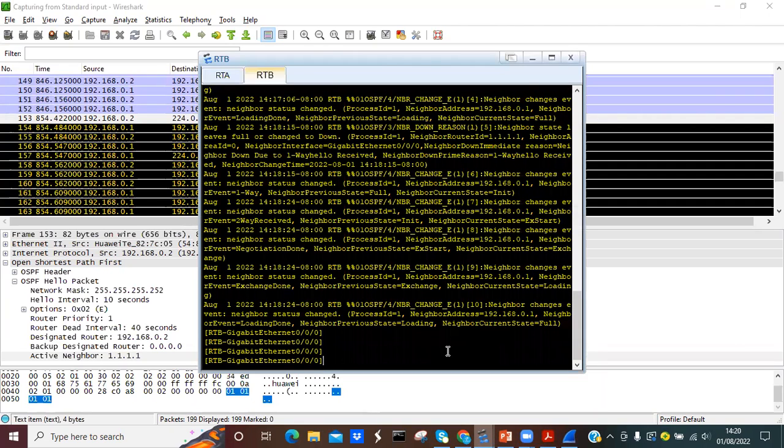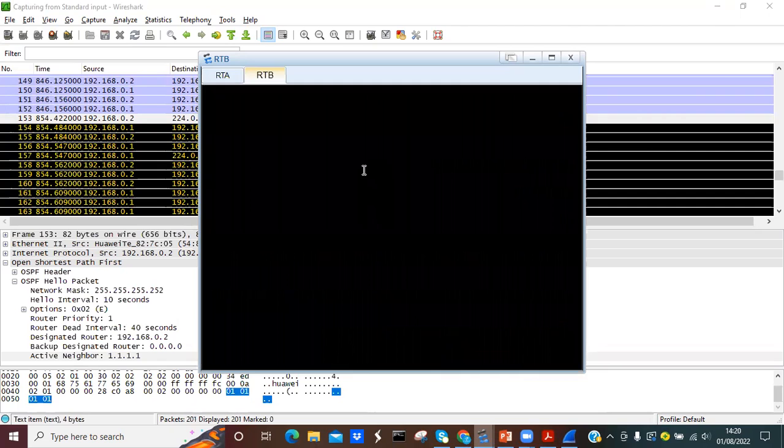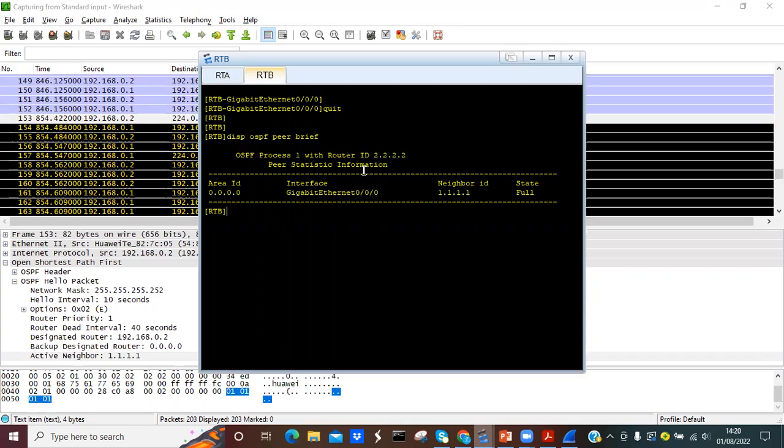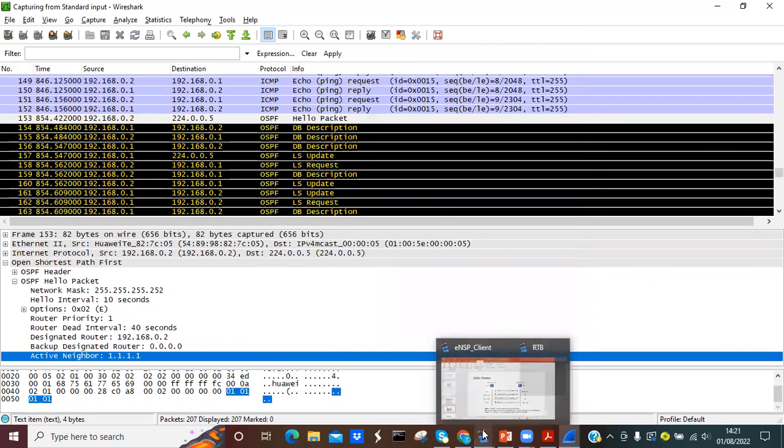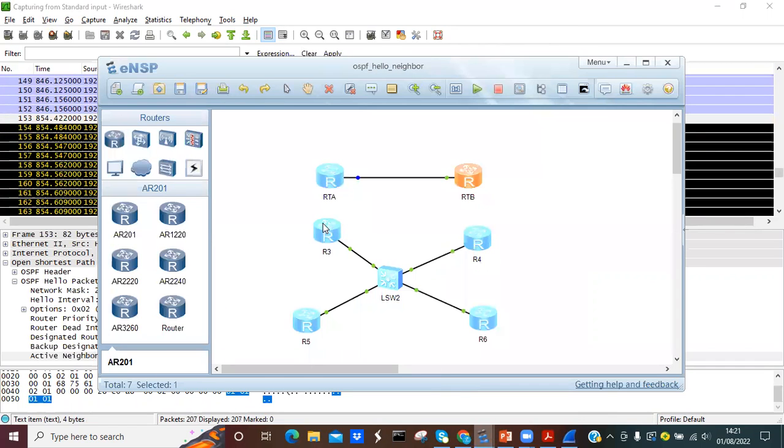So we have said when you display OSPF peer, let me clear this so that we have a clean screen. Let's display OSPF peer brief. We see they are in full state. We do not see two-way. We'll talk about that in our next video. But there are two stable states you can have, full and two-way. Let's look at this other configuration that we'll talk about in the next lesson.